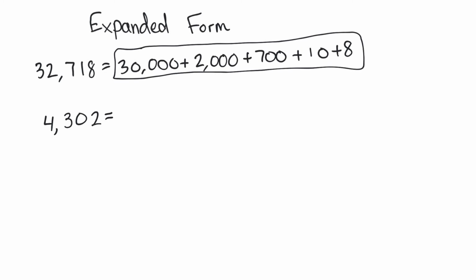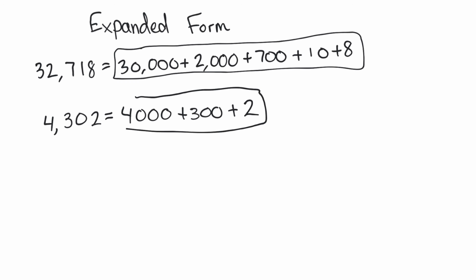Here's my last example where it says 4,302. So we have 4,000. So 4 is in the thousands place. All right, 4,000, got it. 3 is in the hundreds. There's 300s. Boom, 300. But now we have nothing in the tens place, so we're not going to put anything there. But we do have 2 ones, so we'll just represent that as 2. And this would be the expanded form of 4,302.